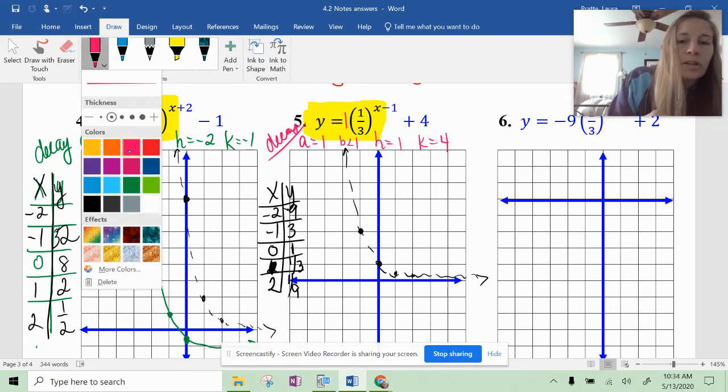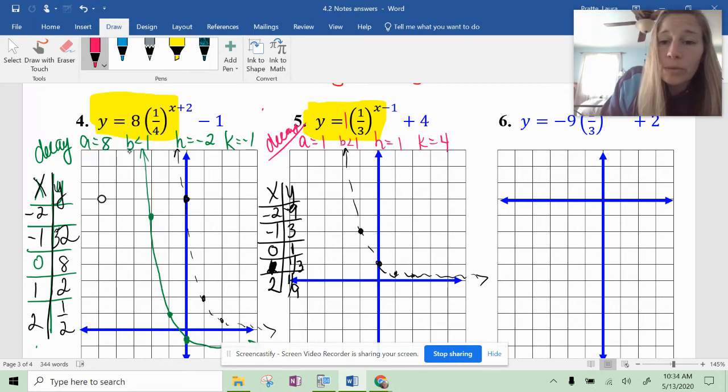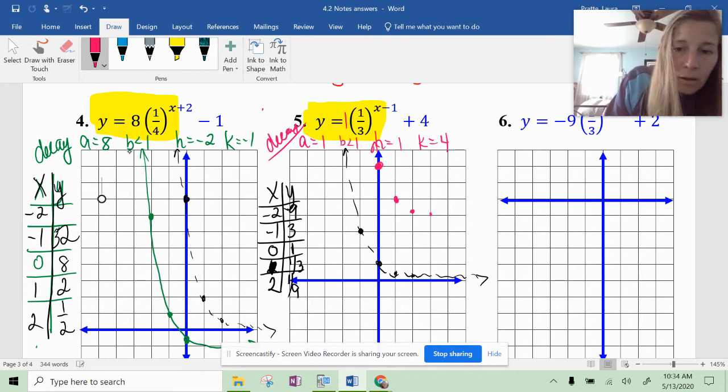Okay, so now to do my shifting, each of these points will shift 1 to the right and 4 up. 1 to the right, 1, 2, 3, 4 up, 1 to the right and 1, 2, 3, 4 up, 1 to the right, 1, 2, 3, 4 up, and then 1 to the right and 1, 2, 3, 4 up right there. So this is what you'll end up with.